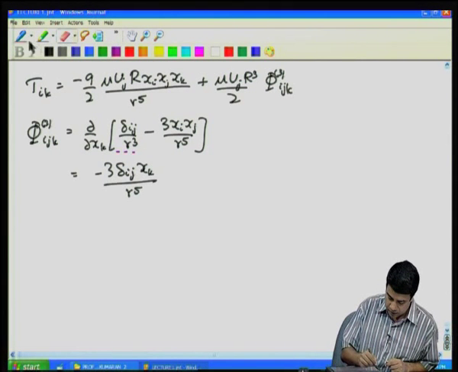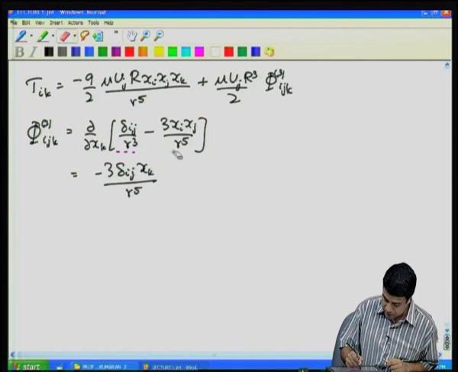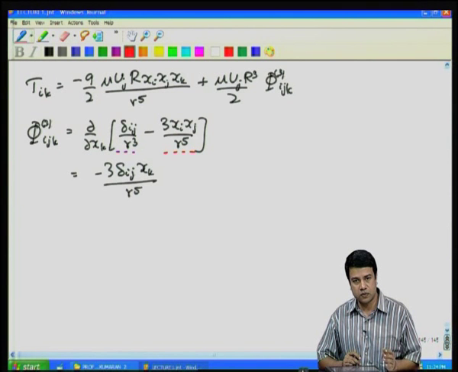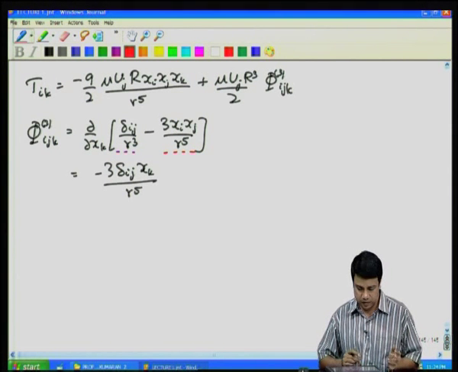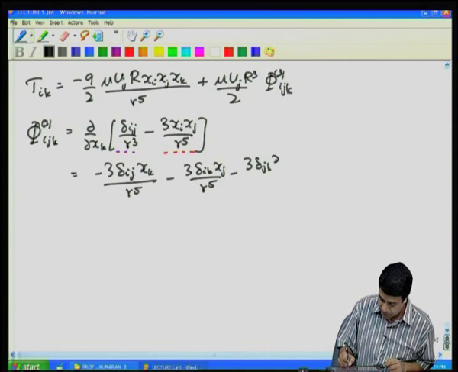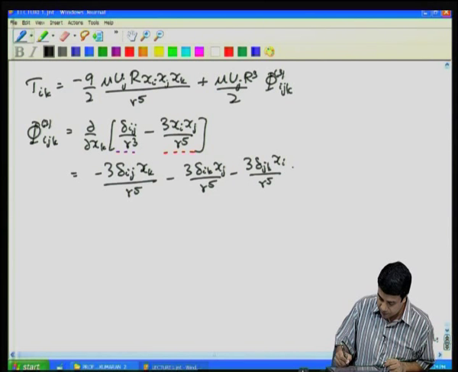And then in the derivative of the second term, I have a derivative with respect to both the numerator as well as the denominator. So, the derivative of the numerator will give me minus 3 delta i k x j by r power 5 minus 3 delta j k x i by r power 5 plus 15 x i x j x k by r power 7.